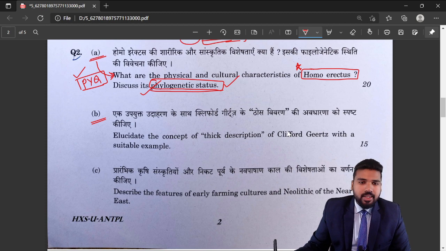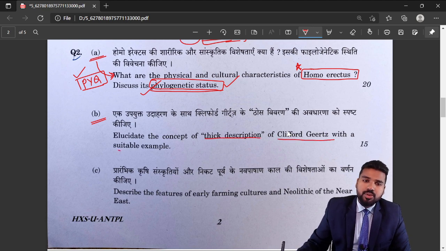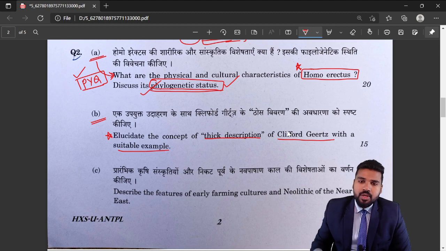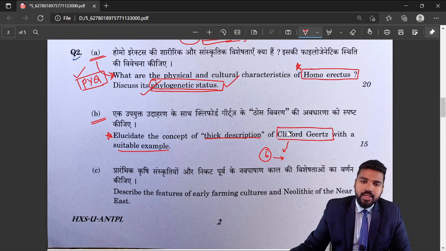All right, then question number B: elucidate the concept of thick description of Clifford Geertz with suitable examples. So this is a kind of new dimensional question. However, the question can be linked to your anthropological theories, under which you have symbolic interpretative theories, which are given by Geertz and other persons. So on Geertz's fieldwork tradition and his study, continuous questions are coming.